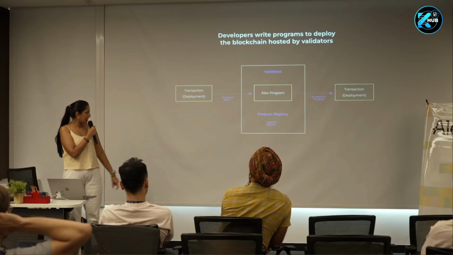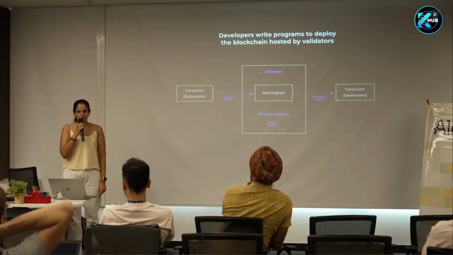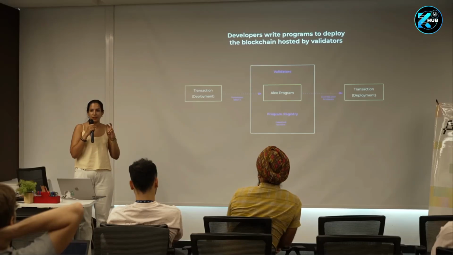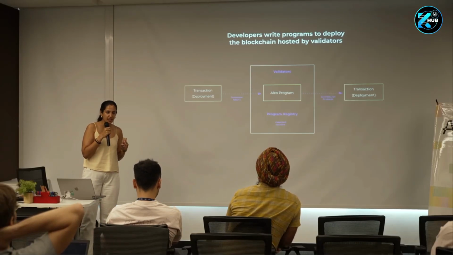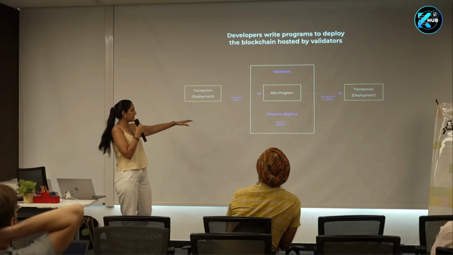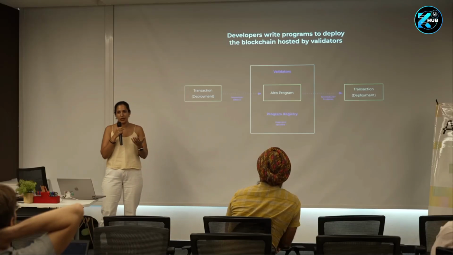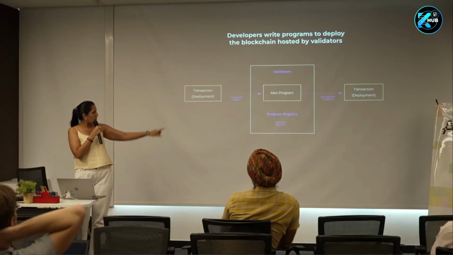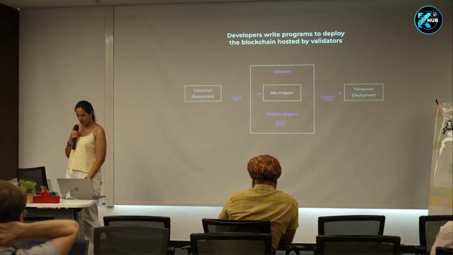If you look at it, there's something called a program registry. We don't have smart contracts in Aleo, these are called programs. Each program that you deploy has to be unique because they lie in the program registry and are defined by the program code that you have. So let's go and look inside this block as to what's happening.